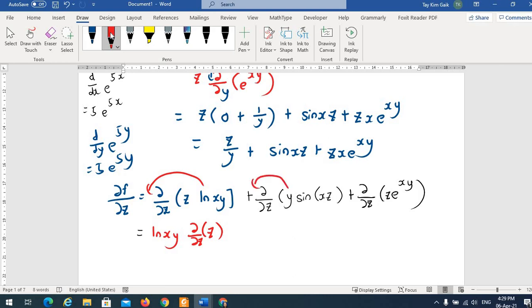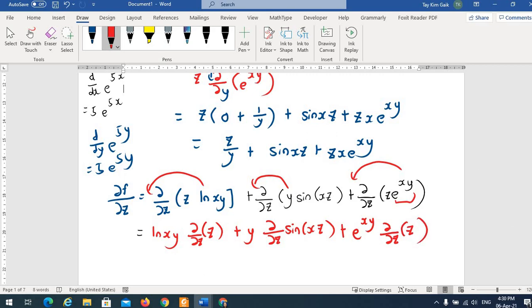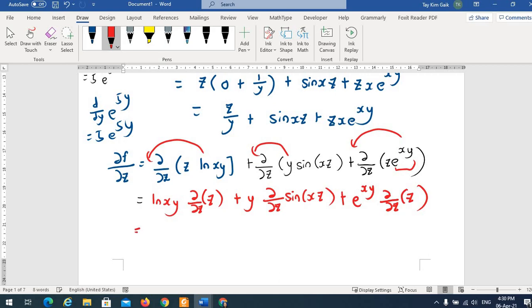But this one, sin xz is a function of z, that's why it cannot be factored out. So when you del z exponent xy, this is constant, can be factored out. Okay? So plus y cube del z sin xz, plus exponent xy del z of z. So del z of z you have 1. So the answer you have ln xy.